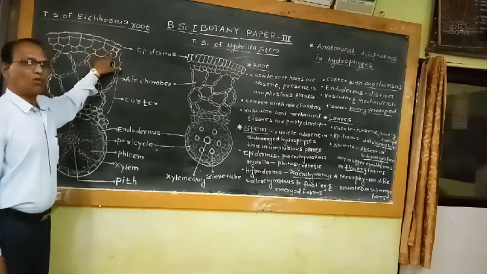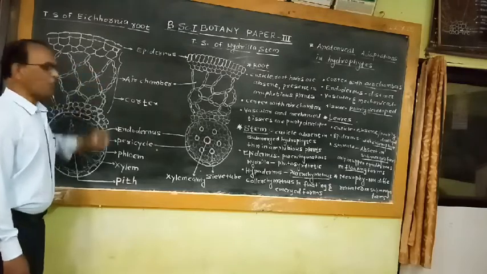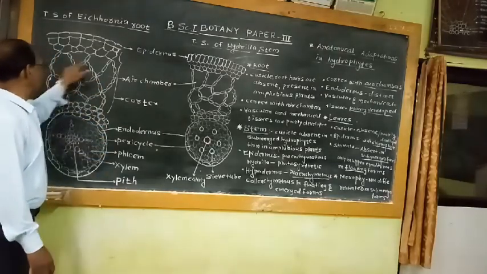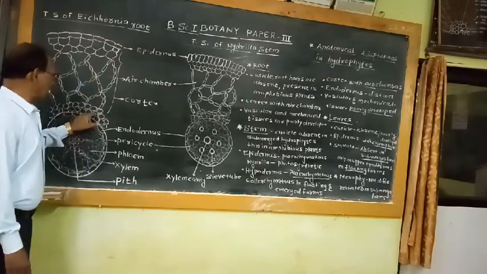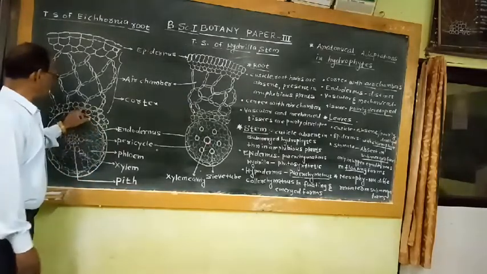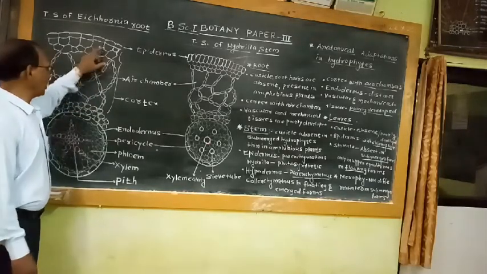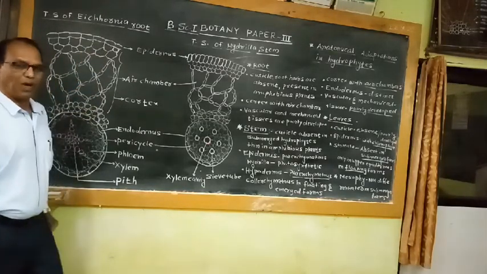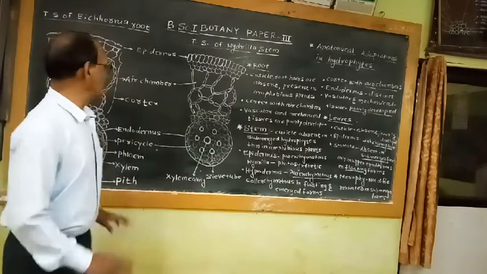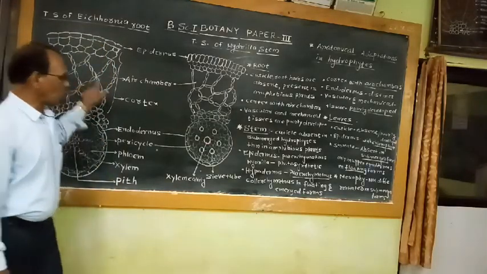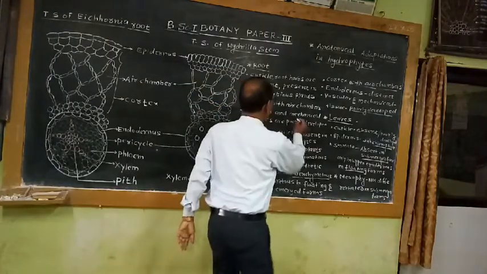The upper cortex is compactly arranged and made up of thin-walled parenchyma cells. The middle cortex is made up of parenchyma cells which create a large number of air chambers, known as aerenchyma. The inner cortex is comparatively made up of a compact arrangement of thin-walled parenchyma cells. All three layers of cortex are made up of thin-walled parenchyma cells. The most important character of this cortex is the presence of these air chambers.